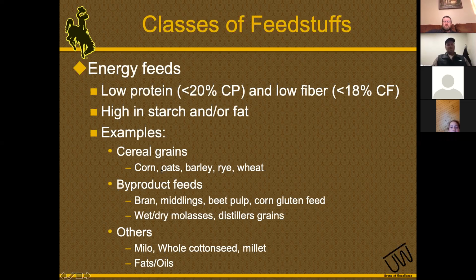And then some of these other feeds, if you guys are into showing, you'll know a little bit about beet pulp and cottonseed. They're good fiber sources. A lot of people use them because they'll fill an animal and make them look nice and full. Fats and oils, obviously, add energy to the diet. In a mature cow diet that is forage-based, fats fed at over 5% of the diet can actually decrease digestibility of the forage. So we don't feed a lot of high-fat diets to cows.